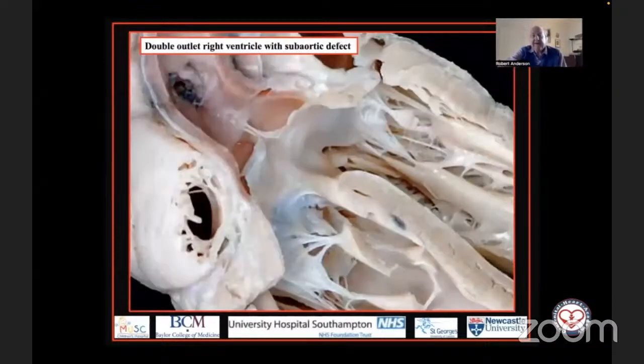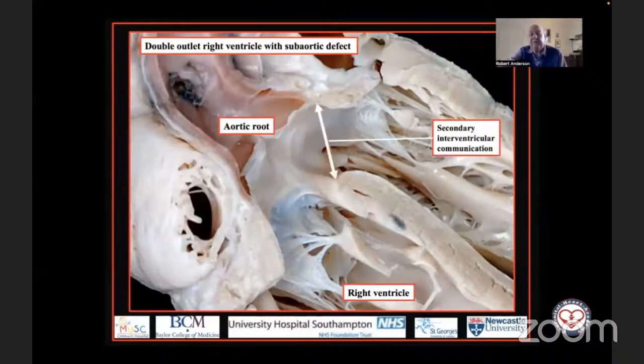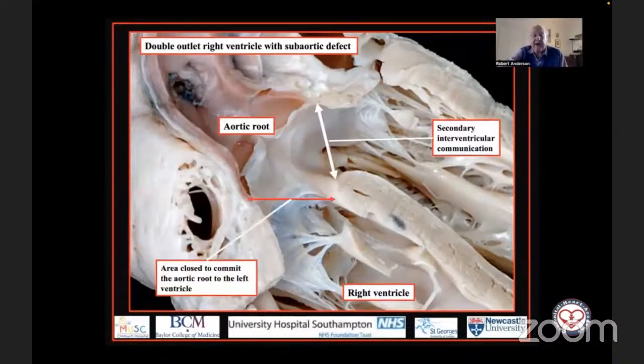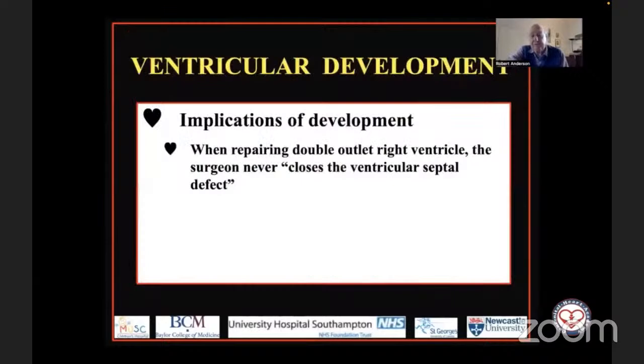And that is exactly what the surgeon does when repairing a heart such as this, where we have the aortic root positioned above the cavity of the right ventricle. The secondary interventricular communication is the channel between the ventricles. The area closed so as to permit the aortic root to the left ventricle is the aorto-right ventricular communication. And as you will recall, I renamed that the tertiary interventricular communication.